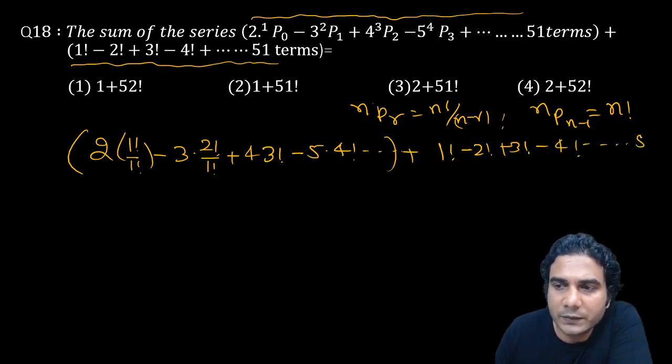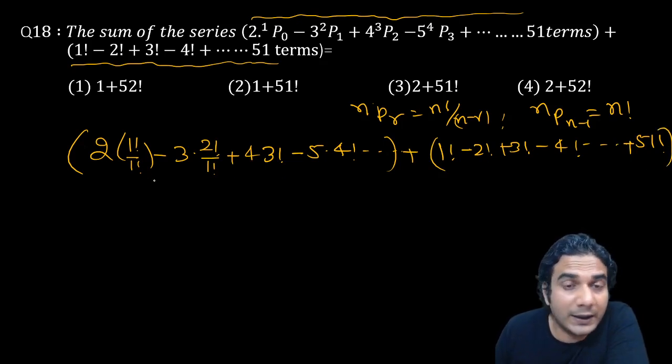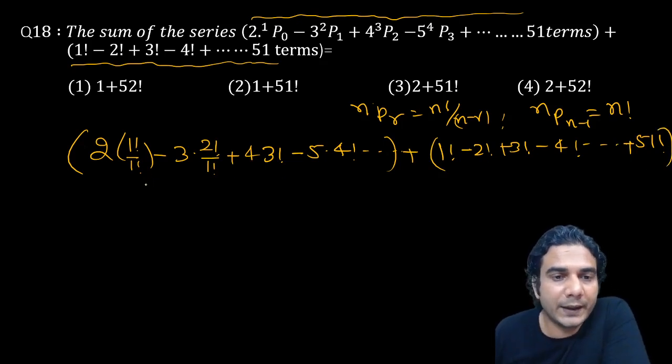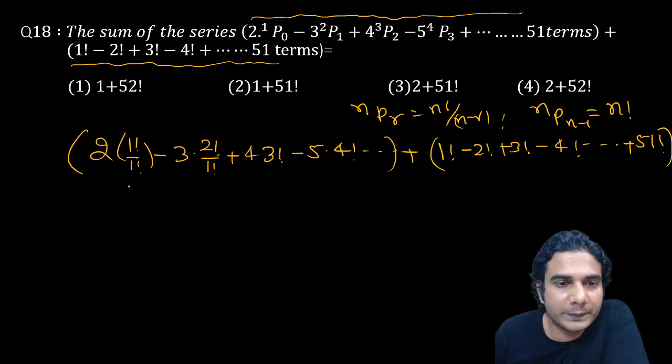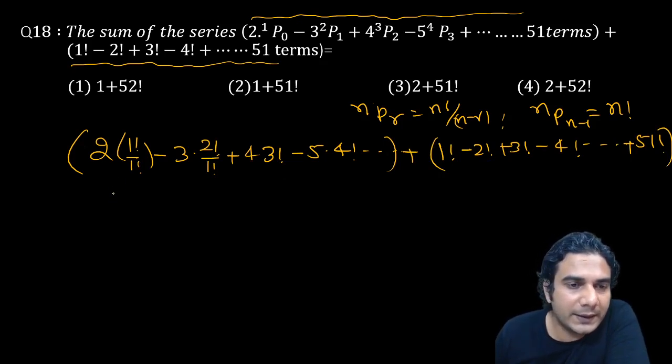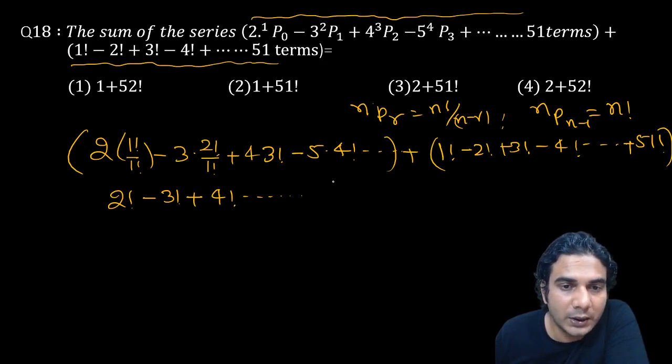So the 51st term will be 51 factorial with a plus sign, actually, because you can see odd terms are coming with positive sign and even terms are coming with negative sign. But in this series it is 2 factorial minus, now it will become 3 factorial plus 4 factorial, and so on. You need to write 51 terms in this also. So the 51st term will be 52 into 51 factorial. That is going to be 52 factorial.